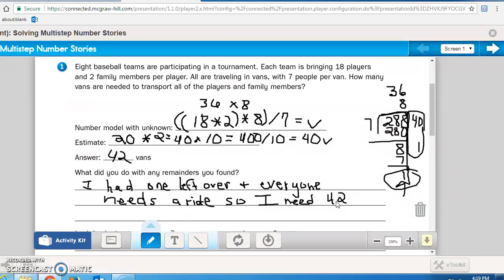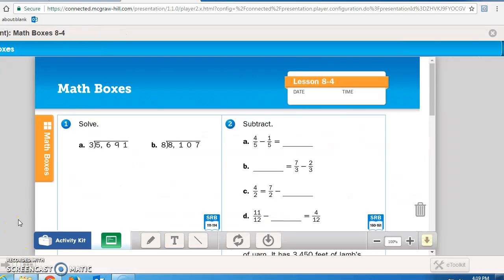All right, so we got through that first one. I want you to complete the rest of the page, and then I want you to pause the recording, go check it in the answer key, and then turn it back on for your next instruction. Next, I want you to do Math Journal page 283 and Math Journal page 284.